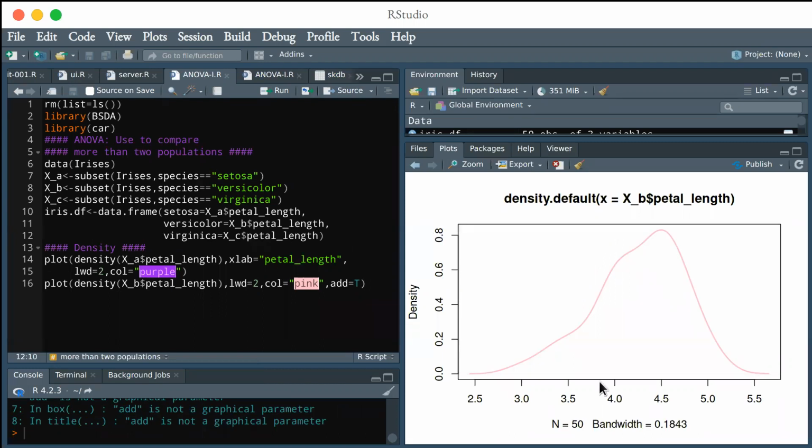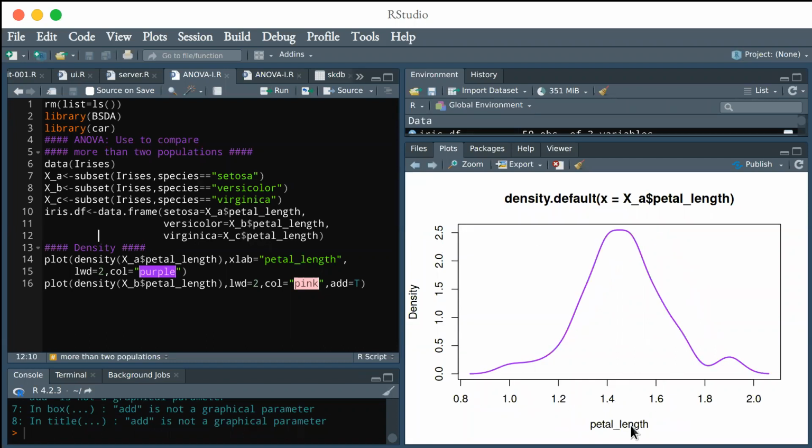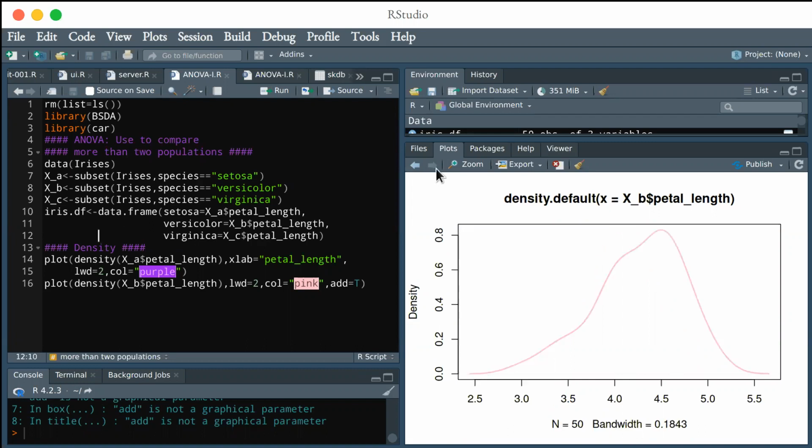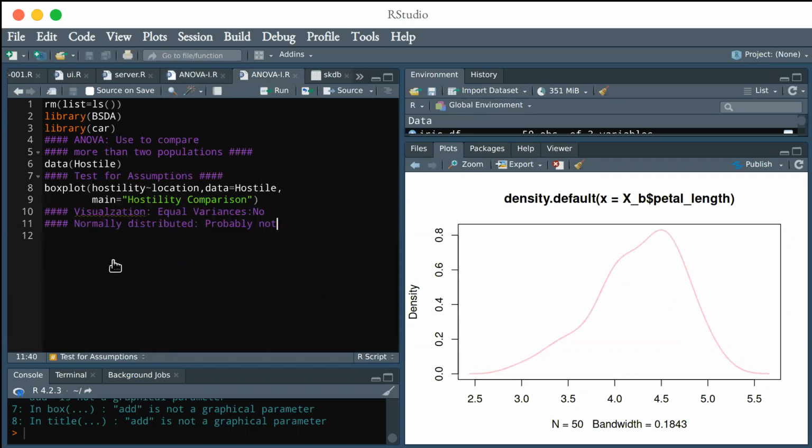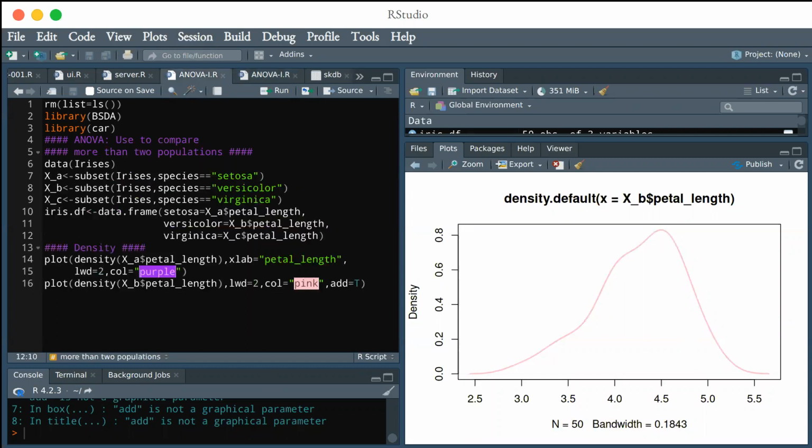We can add later. So the previous one, the center was at 1.4. This one is slightly over. It's at 4.0. What is the next one?